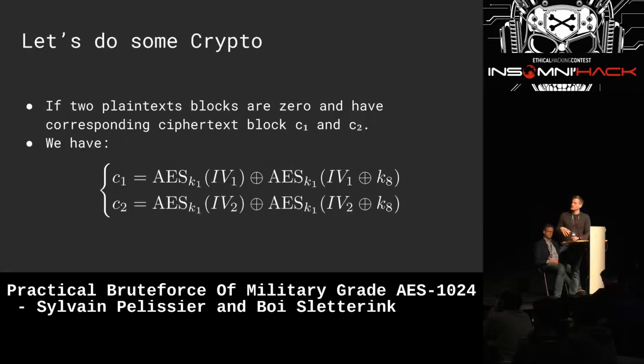But if we do some math, so sorry, it's a bit late for that, but it will be quick. Assume we have 2 plain texts which are 0. We can write the encryption equation. So the first ciphertext is equal to the encryption of the first IV, XOR with the encryption of the first IV, XORed with the last key, and exactly the same for the second ciphertext. The plain texts are not involved because we assume they are 0.